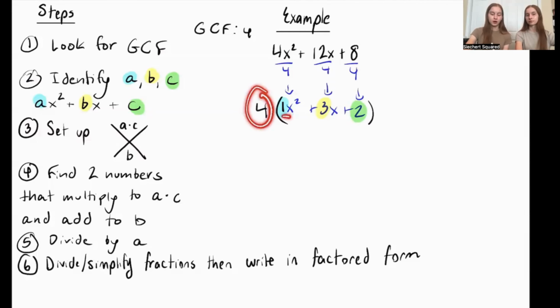But that 4 is not the coefficient for x squared. So do exactly what Megan did. Make sure you're identifying that there's actually a 1 in front, and that's your a value. So a is 1, b is 3, and your c is going to be 2.